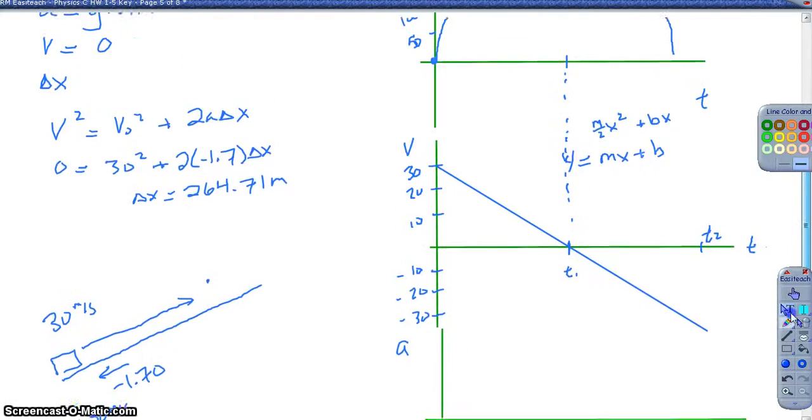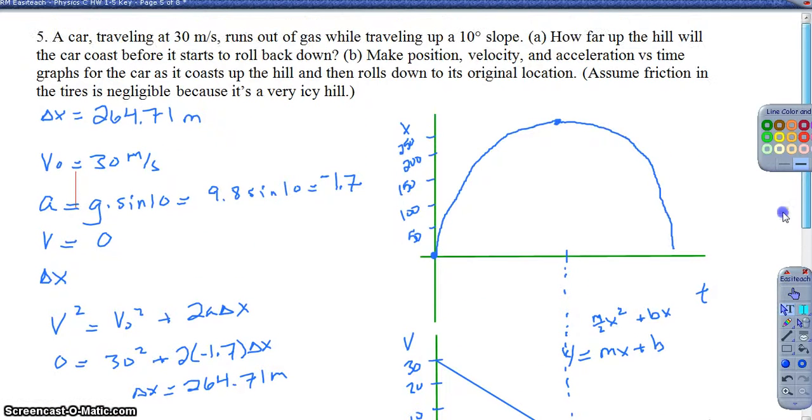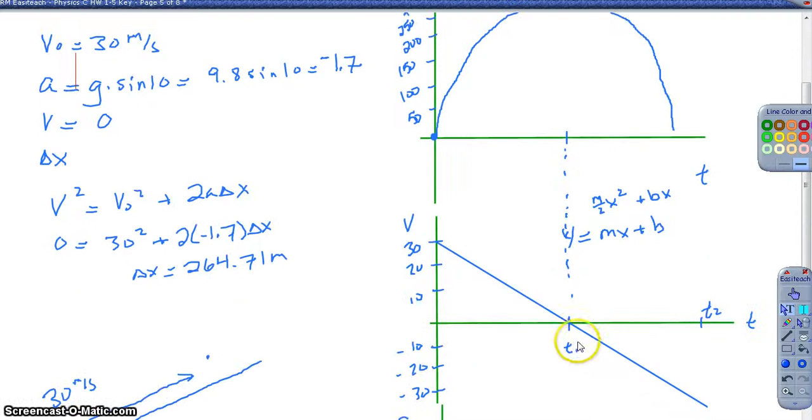So my acceleration would be constant, my velocity would be a straight line with a constant slope, and then my position would be a decreasing slope at first. It would level out at 0 at the peak position up there, and then its slope would actually get steeper in the negative direction as it picks up speed in the negative direction. So a very complex problem, but hopefully one that wasn't too bad.